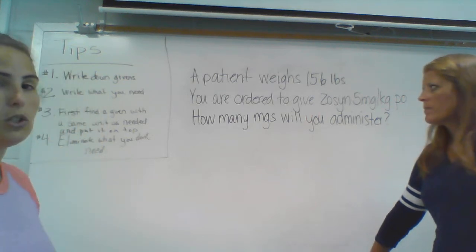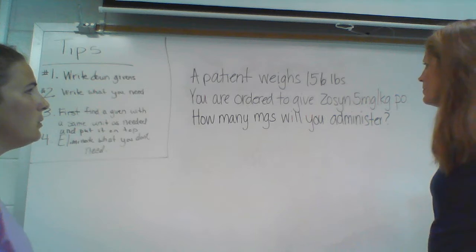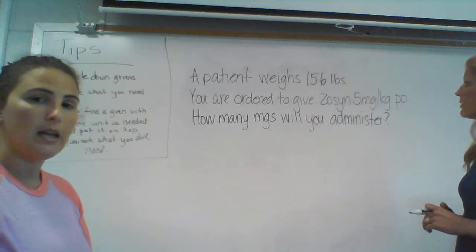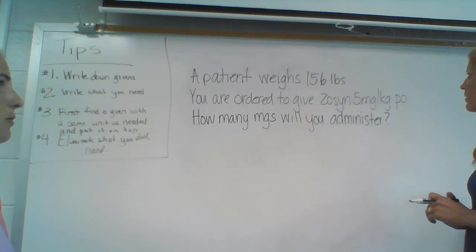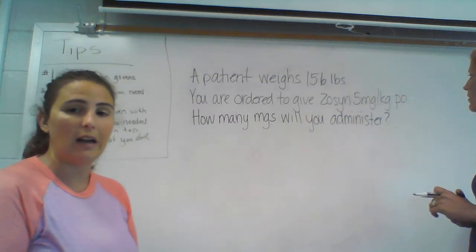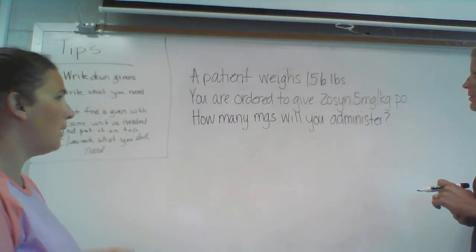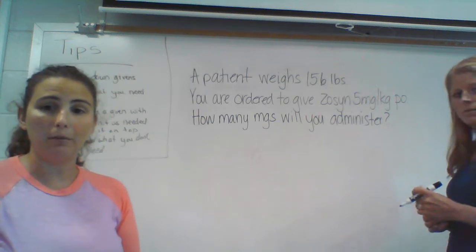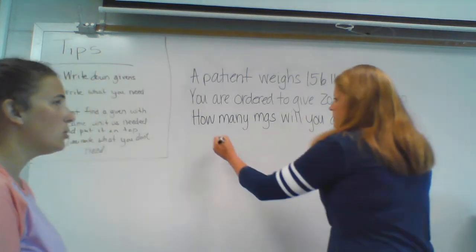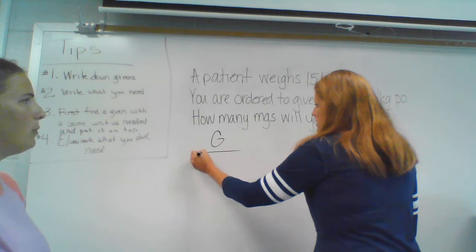So for right now, let's look at this patient, and she weighs 156 pounds, and she's got pneumonia, so they've ordered to give her Zosyn at 5 milligrams per kilogram PO. So the question is, how many milligrams are we going to administer to the patient? So we're going to start out the same exact way. Write down what we've been given.